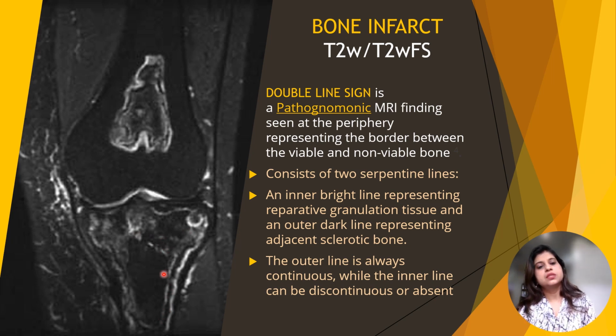So here we see that at the periphery there are two lines, the hyperintense and hypointense line. Inner is hyperintense and outer is hypointense line. This is known as the double line sign, which is pathognomonic of the bone infarct. And the peripheral low intensity line is always continuous, whereas the inner line can be discontinuous.